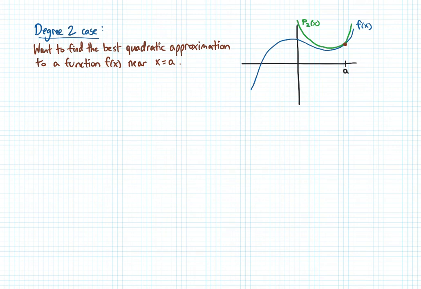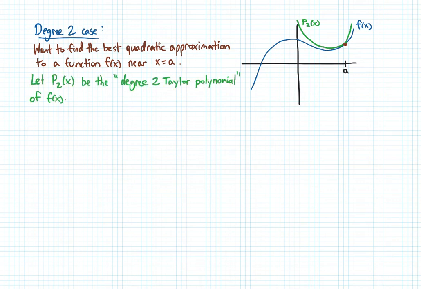So the graph of p2 of x is going to be a parabola, and you want that parabola to be as good of an approximation to f of x near x equals a as possible. Okay, so let's see how this works, and hopefully at this point it should feel very similar to what we did before, but just one step up. So we'll call this quadratic function p2 of x, and then it's referred to as the degree 2 Taylor polynomial of f of x.